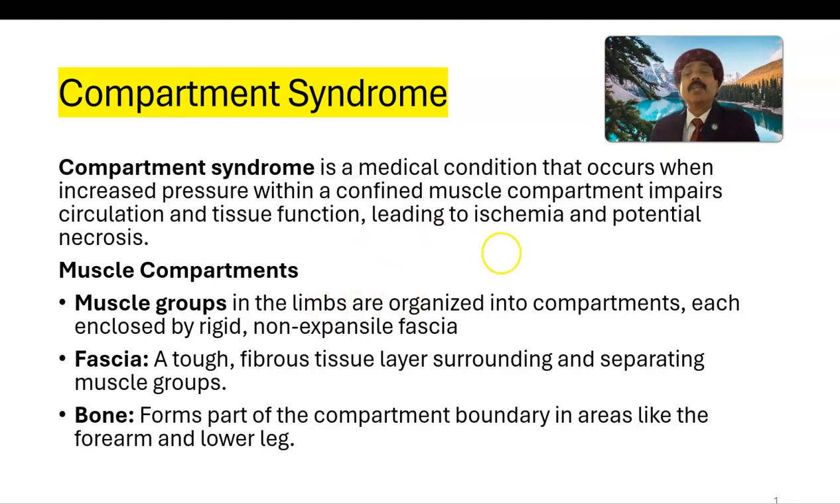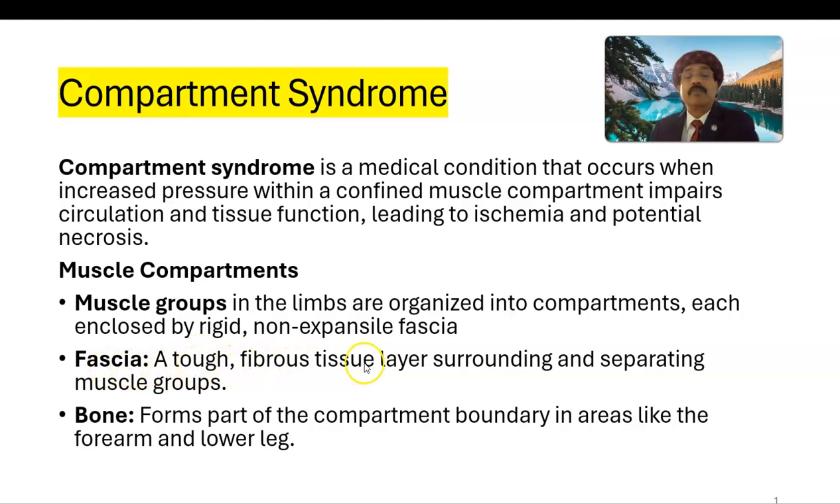Compartment syndrome is a medical condition that occurs when increased pressure within the confined muscle compartment impairs circulation and tissue function, leading to ischemia and potential necrosis. Muscles are arranged in groups. So we have muscle compartments. Muscle groups in limbs are organized into compartments, each enclosed by rigid, non-expansile fascia.